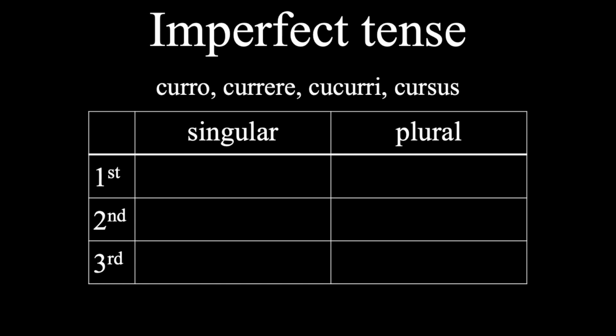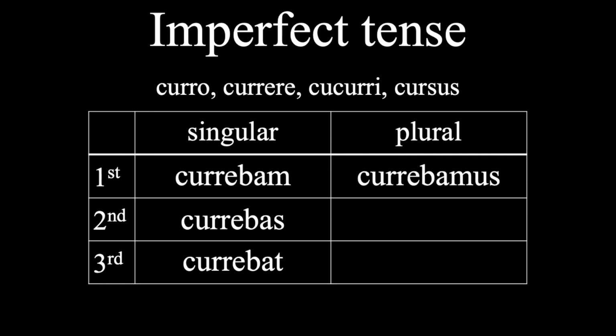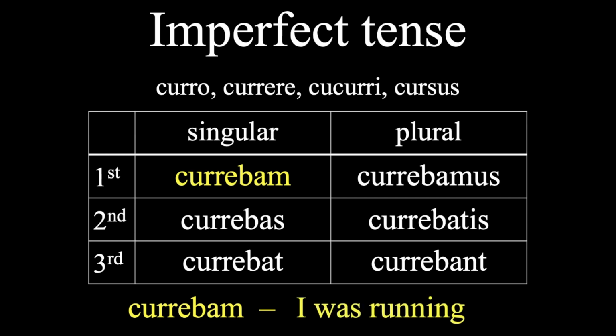Okay, for third conjugation, we'll use currere, meaning to run. Just like before, we drop the re and add the ending. However, in third conjugation, we usually have been changing that remaining e to something else, an I or a U. Here we're not going to have to do that. So we just get curebam, curebas, curebat, curebamus, curebatis, and curebant. The translation will be I was running, you were running, he or she was running, we were running, you were running, and they were running.